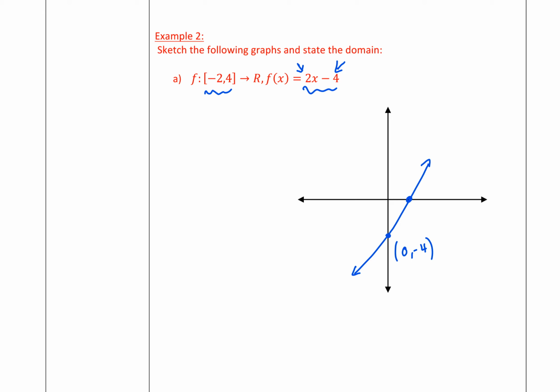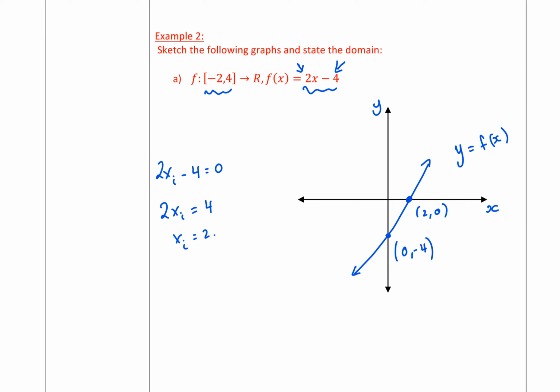And if I want to find the x-coordinate, I need to let y equal 0 or let f of x equal 0. So 2 times the x-intercept minus 4 equals 0. 2 times the x-intercept equals 4, if I'm adding 4 to both sides. And the x-intercept must be 2. So I'll label that 2, 0. I'll need to label my graphs. This is going to be x and y, and this is going to be y equals f of x.